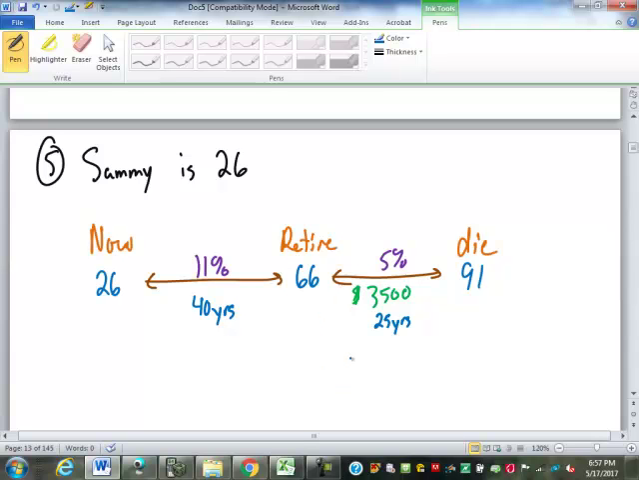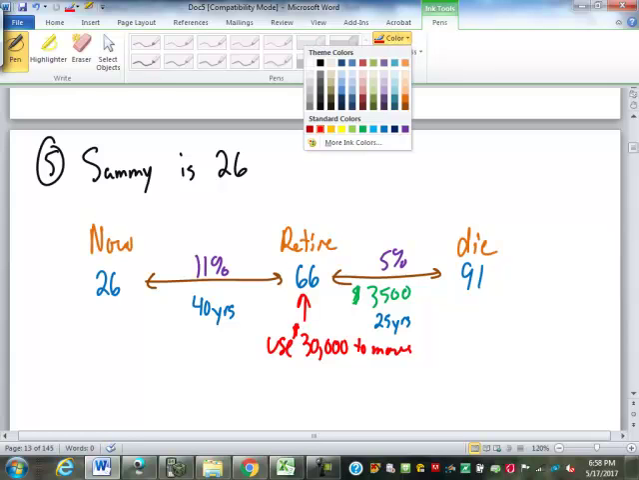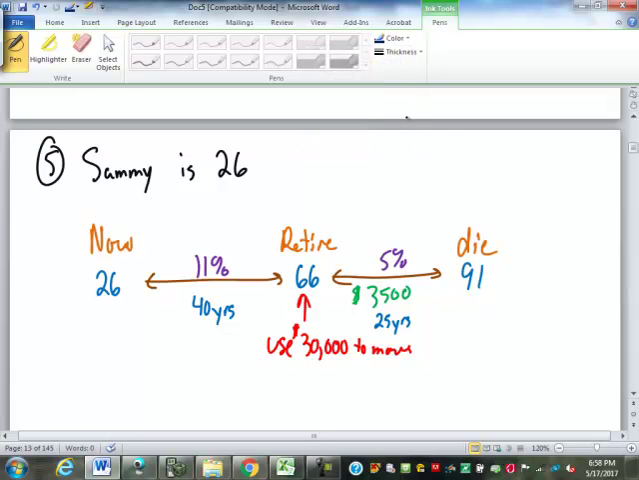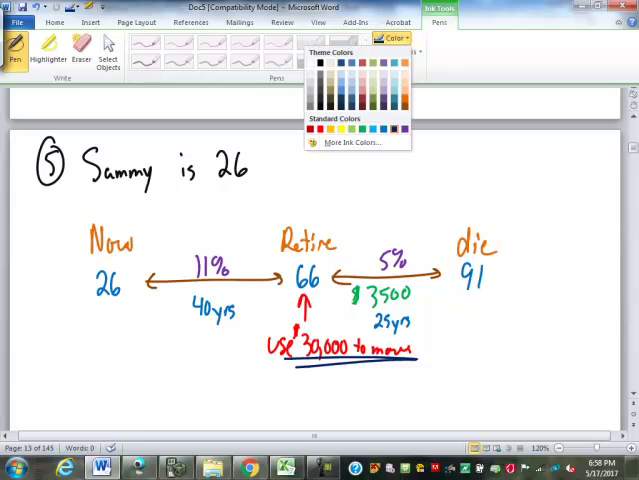Here's the catch in this one. When Sammy retires, she wants to move. And Sammy figures at retirement she's going to use $30,000 to move. Now, of the twists I've done so far, this is probably one of the simpler ones. Because all we got to do is, when we get to the right time, add in that $30,000. Okay? So where are we going to start?